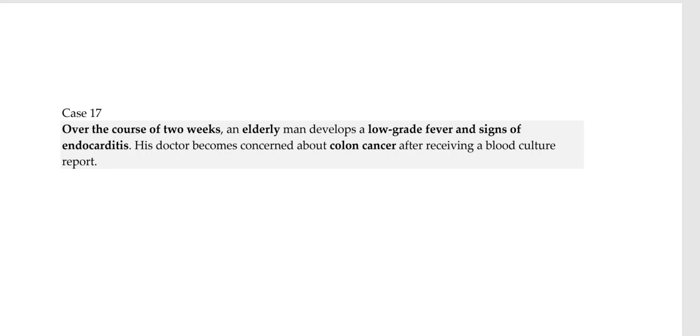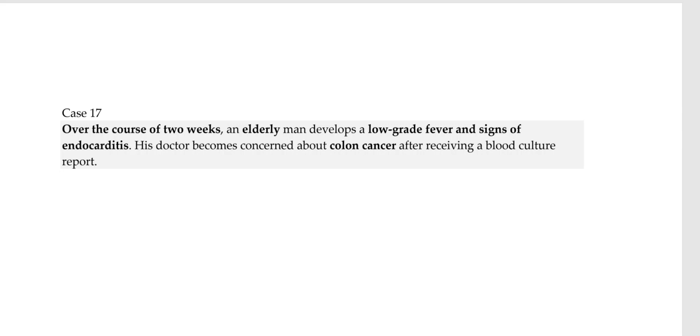So we're back with an interesting case, but an important case for various examinations. So let us start. Over the course of 2 weeks, an elderly man develops a low-grade fever and signs of endocarditis. His doctor becomes concerned about colon cancer after receiving a blood culture report. So, what is the most likely diagnosis and what is the most likely agent?